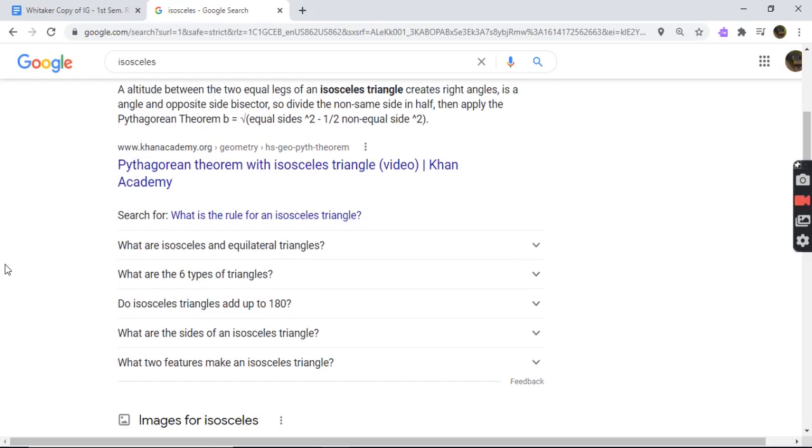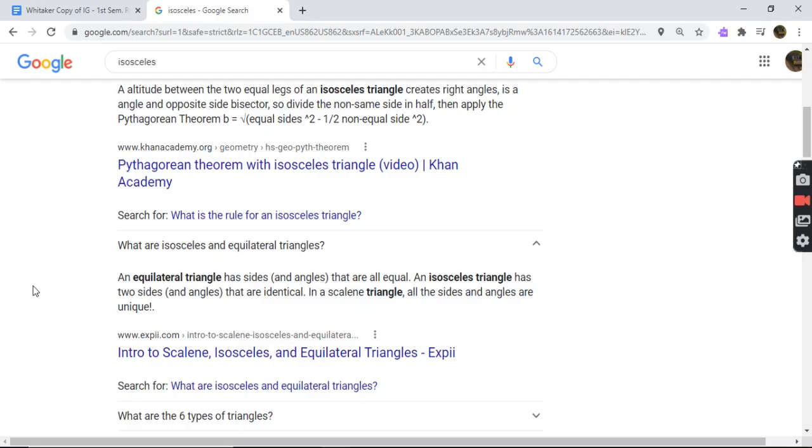I'm going to do like 11 questions. All right. What are isosceles and equilateral triangles? An equilateral triangle has sides and angles that are all equal. An isosceles triangle has 2 sides and angles that are identical. A scalene triangle has all sides and angles unique.